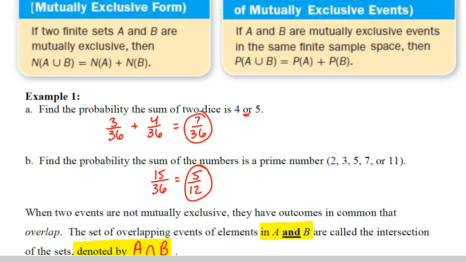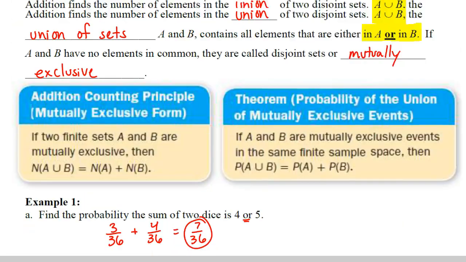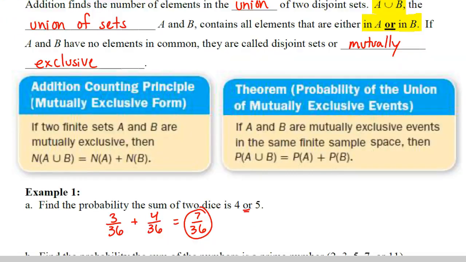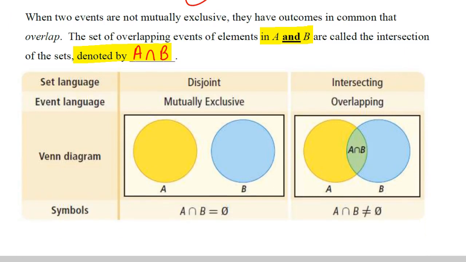So now that was using, again, the word "or" as a significant word. When we use the word "or," that represents mutually exclusive events, because it would be A or B. Now let's look at the word "and." When we were using the word "and," these are overlapping events. And we have a different symbol that we use for this.